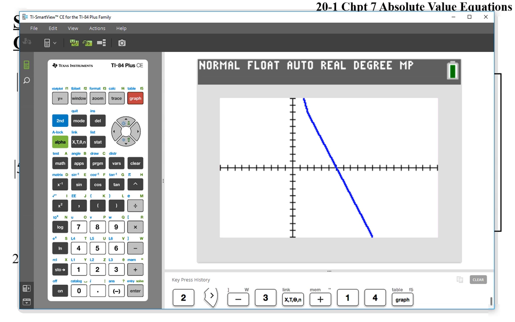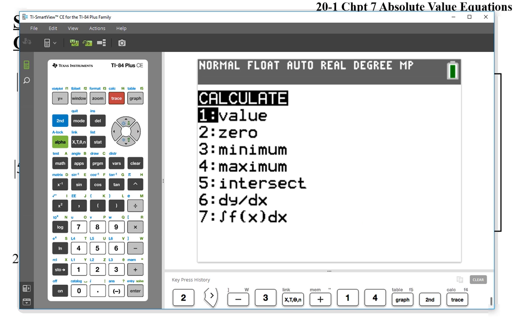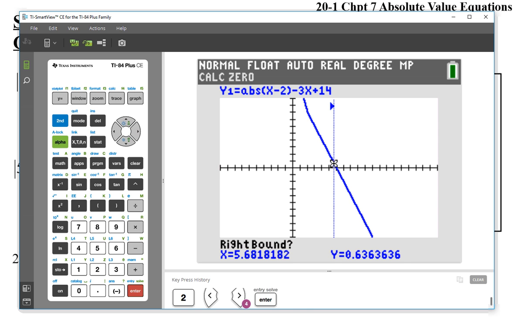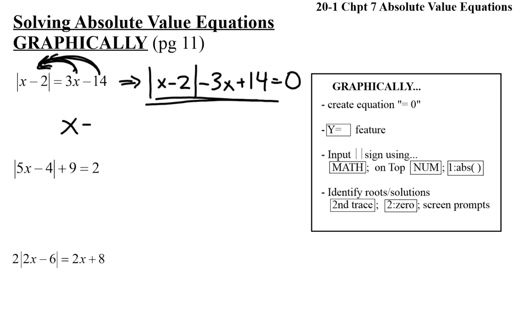What do we do next? Same as we did before with quadratic graph solutions. Second trace, we want the zeros. So the prompt says scroll so that we're on the left side of the zero, or the intersect. Scroll so we're on the right side of it. Hit enter and hit enter one more time to guess it. So our solution here is x equals 6. There we go. Now, give the next two a try or follow along with me again. You might want to stop it, give them a try, and then rejoin.